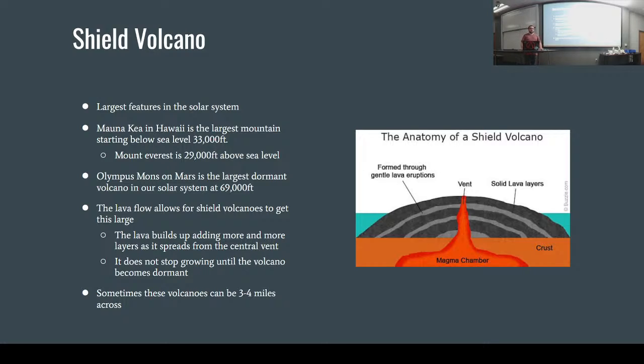So the lava flow is essentially how these volcanoes become so big. So lava keeps building up as it erupts, and most of the time these eruptions aren't very violent, so it just kind of oozes out of the top of the shield volcano, and more layers of solidified lava build up, and it keeps growing until the volcano becomes dormant. Sometimes these volcanoes can be 3 to 4 miles across.